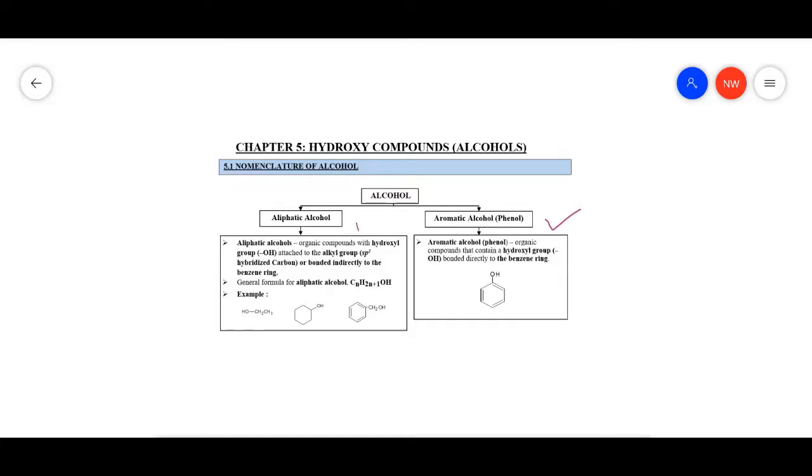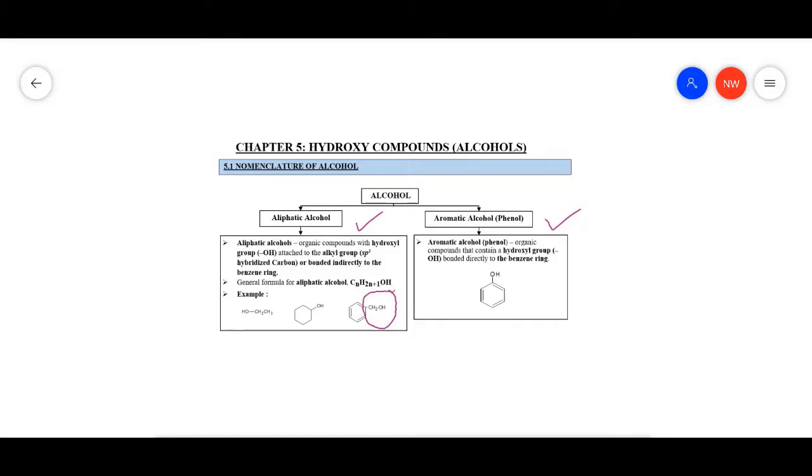Next kita tengok aliphatic alcohol. Aliphatic alcohols are organic compound with hydroxy group attached to other alkyl group or bonded indirectly to the benzene ring. Okay, so kalau aliphatic alcohol, selalunya dia akan ada straight chain, branch chain ataupun OH group kita attach kepada cyclic ring. Okey, ataupun macam ni. Okey, ataupun kita ada alcohol aliphatic yang attach kepada benzene ring.